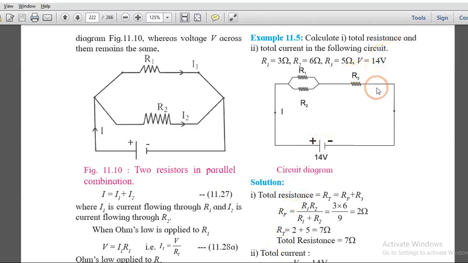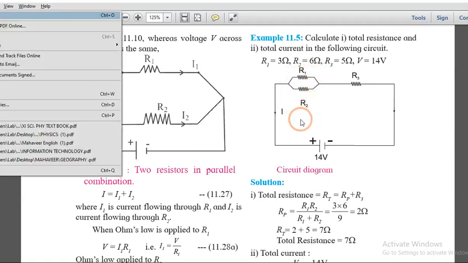Here we are going to calculate total resistance and total current in the following circuit. Values of R1, R2 and R3 are given. R1 is 3 ohm, R2 is 6 ohm, R3 is 5 ohm and V is 14 volt. Now you can see over here, R1 and R2 are parallel to each other.